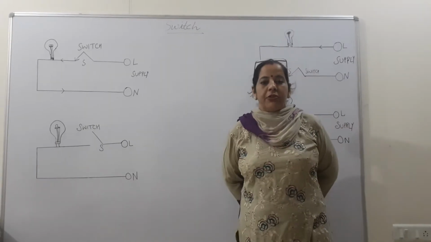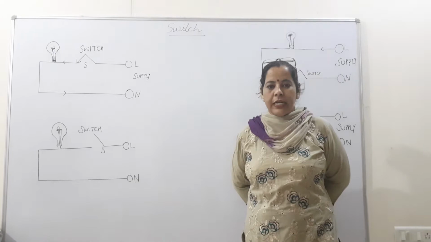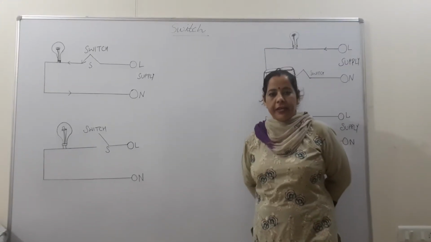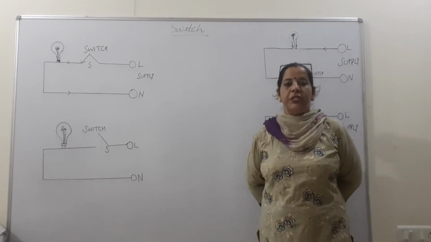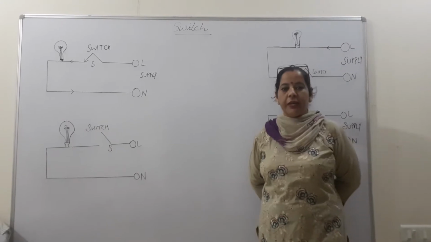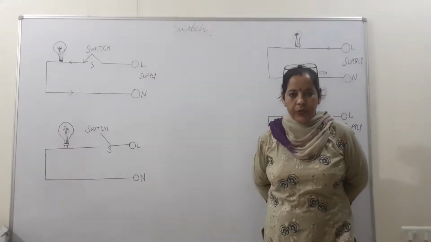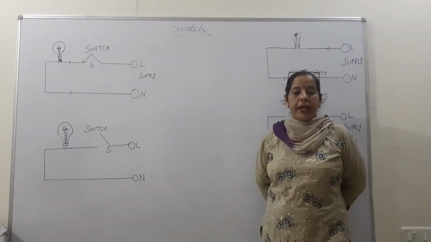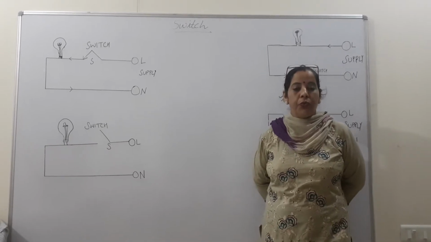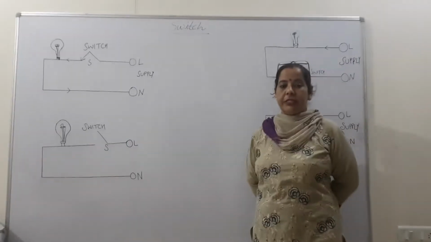We can make it on or off, and it will disconnect, but a single pole switch will disconnect only the live wire. And the second category is the double pole switch, which is near the meter. Beta, the main switch is there, which serves the purpose of a double pole switch, and it can disconnect both the live wire as well as the neutral wire simultaneously.